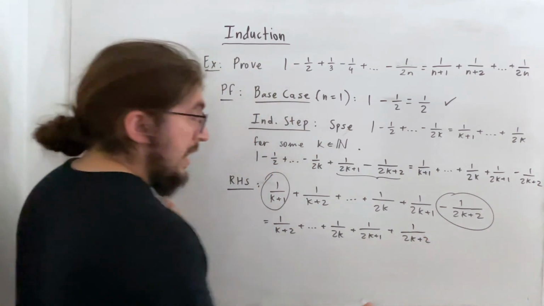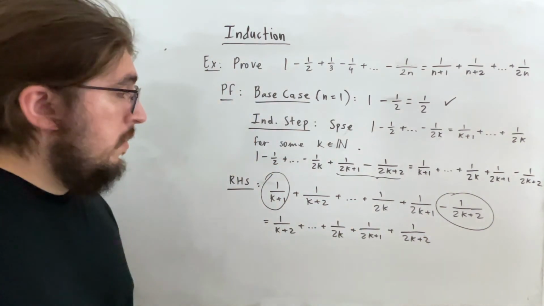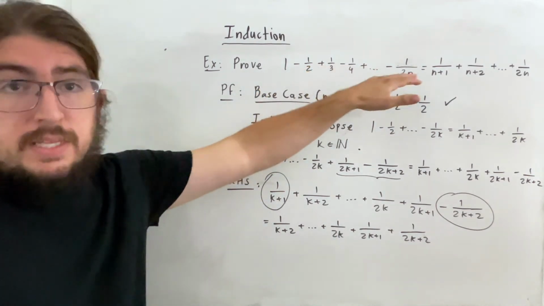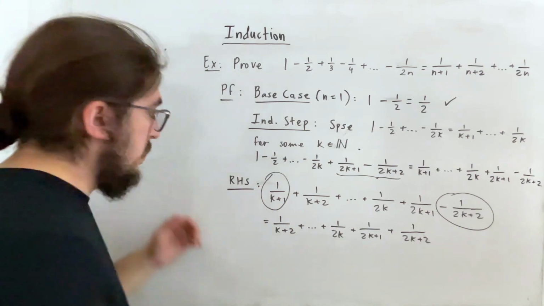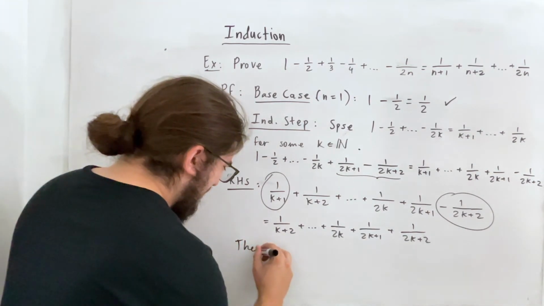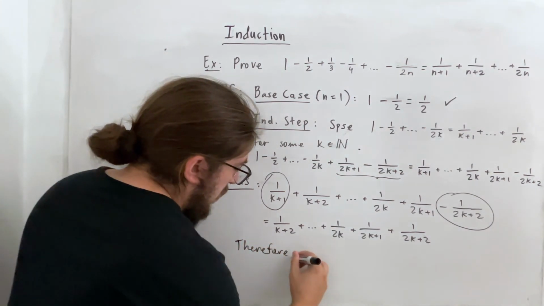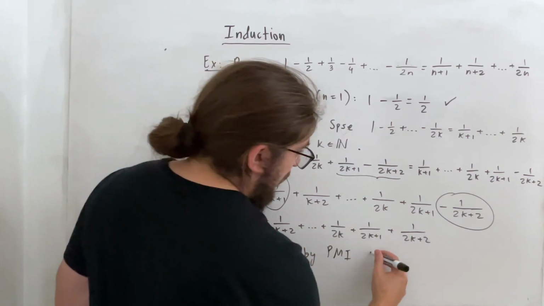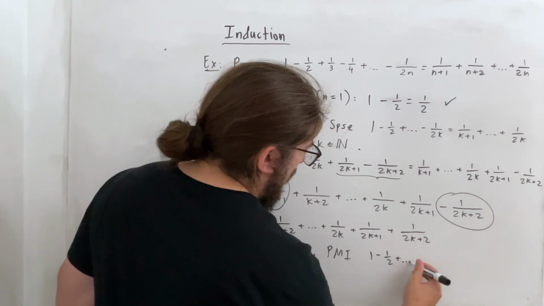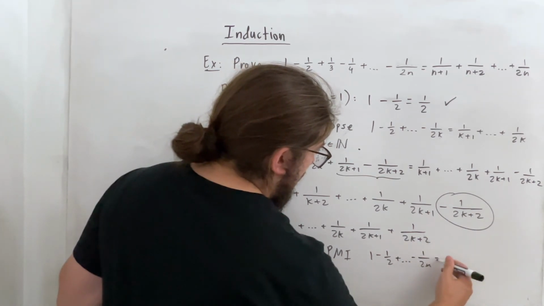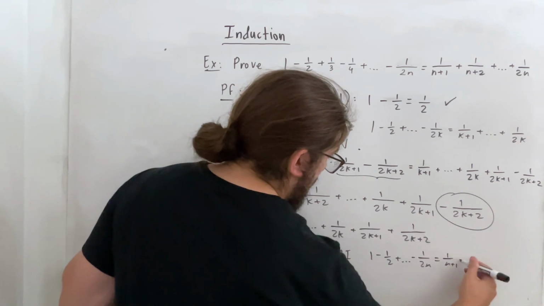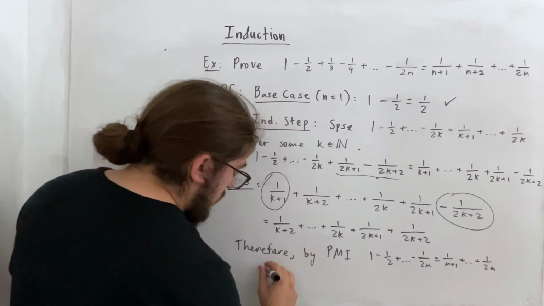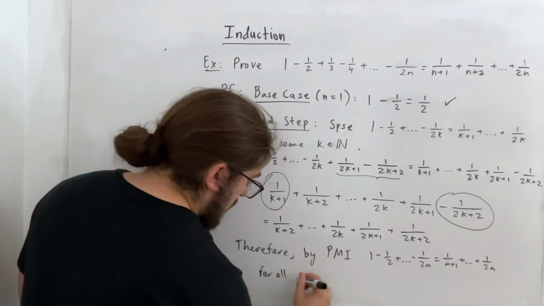There we go. Now that actually proves what we wanted to show. So this is now true for k plus 1. So this main formula is now true for k plus 1. So therefore, by PMI, that statement, 1 minus 1/2, all the way up to negative 1 over 2n is equal to 1 over n plus 1, all the way up to 1 over 2n, for all natural numbers n.